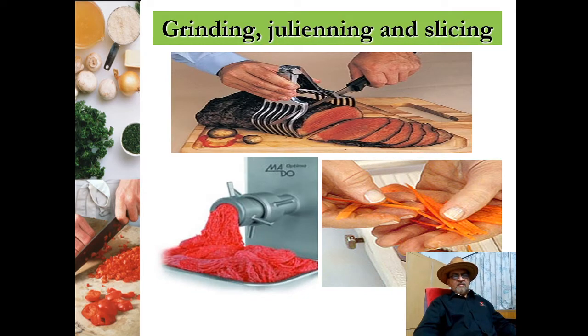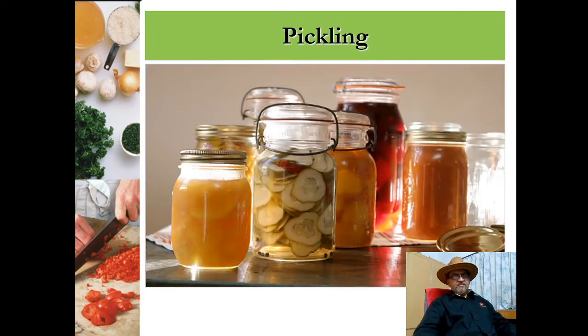This is another cold method of cooking foods: grinding, julienning, and slicing. Pickling is preserving foods in salt and vinegar. So here you can see several jars in which foods are immersed in salted vinegar, and it is used as a pickle along with food throughout the year.